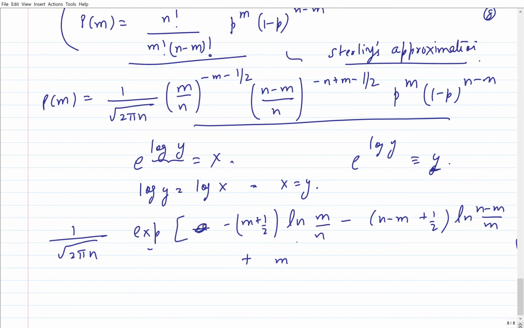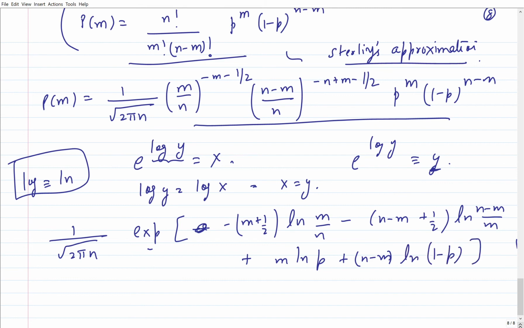Plus m log p. So I'm using log as natural log. For me, log is log. A bit clumsy, but we'll just continue. N minus m log 1 minus p. So I have taken the exponent and taken the logarithm of this guy, which is nothing but this guy itself.